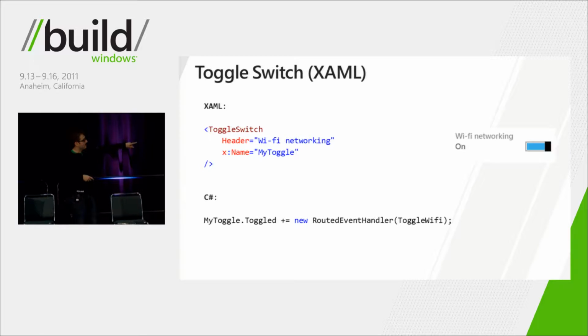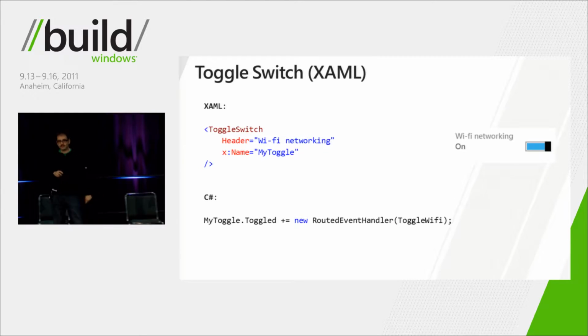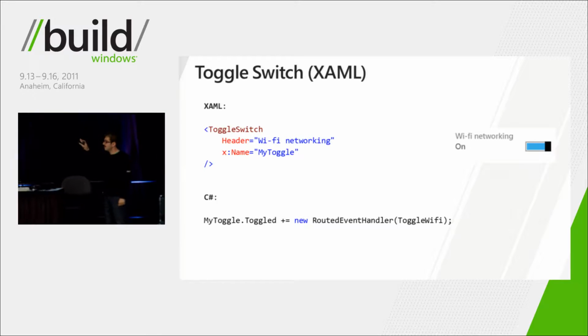So down at the very bottom, it says myToggle.Toggled. So that's the event it's firing, a Toggled event. You add a new RoutedEventHandler that calls ToggleWiFi. That's the function you wrote that gets invoked whenever the Toggled event is fired. Okay, so if you've used XAML before, this should be pretty familiar to you. It's a new control, but it's following that same model.